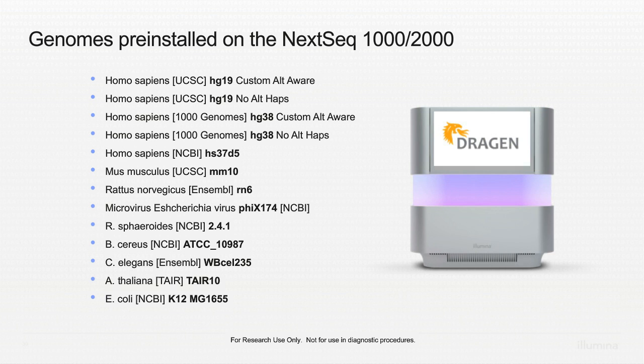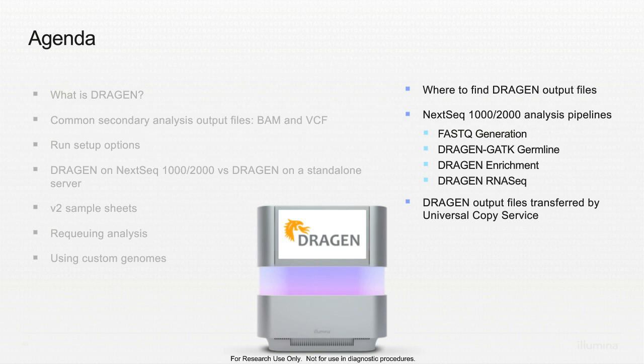Okay, so at this point, we've basically covered all of the run setup scenarios. In the next portion of the webinar, we're going to discuss finding the output files and the DRAGEN pipelines themselves, and we're going to end the webinar with where Universal Copy Service transfers all of the DRAGEN output files from the instrument.